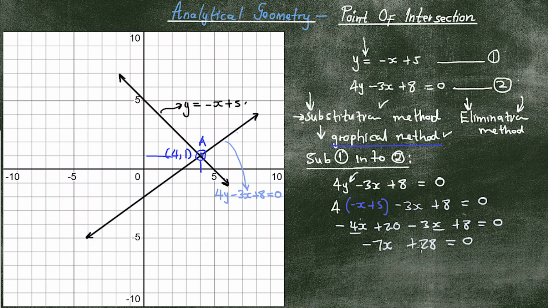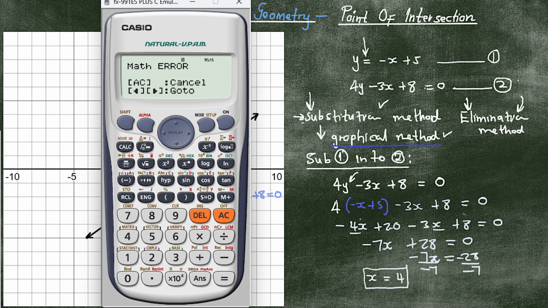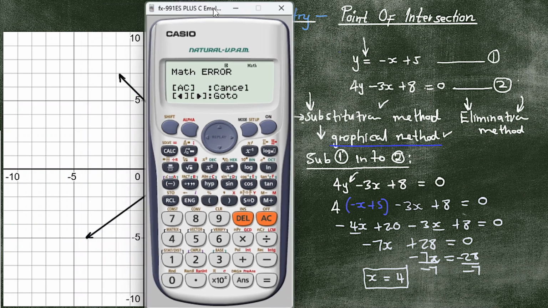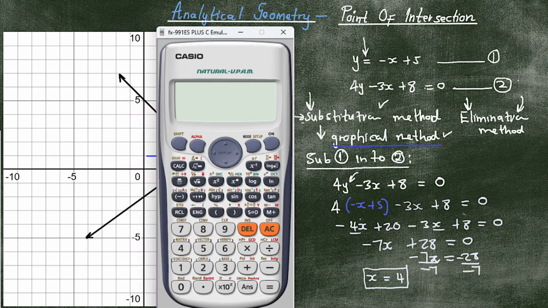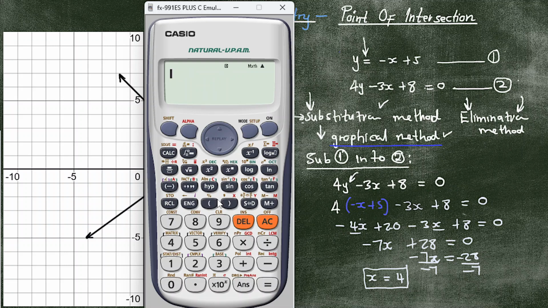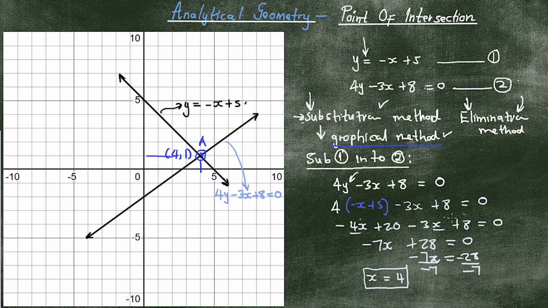Then we transpose the 28, so minus 7x is equal to minus 28. Divide both sides by minus 7. X now becomes what? 4. Let's double check. Math error, come on, calculator. We are embarrassed. Minus 7, yes, it's 4.